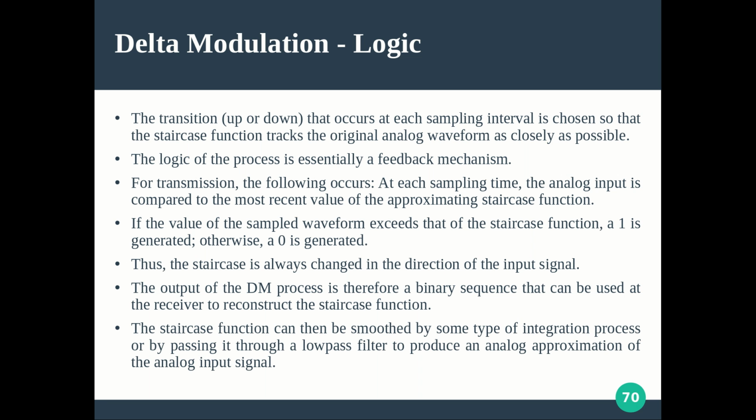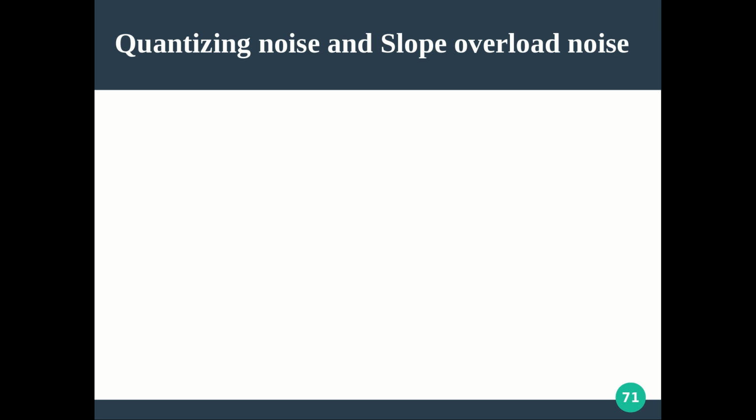The staircase function at the receiver side can be smoothened by some type of integration process, or by passing it through a low pass filter to produce an analog approximation of the analog input. How this is exactly done, a lot of techniques are involved in the background. You just understand that the staircase function will be smoothened to an analog form. That is enough. They may ask you separately about granular noise and slope overloading in the case of delta modulation, or you can point out these things as part of the explanation of delta modulation.